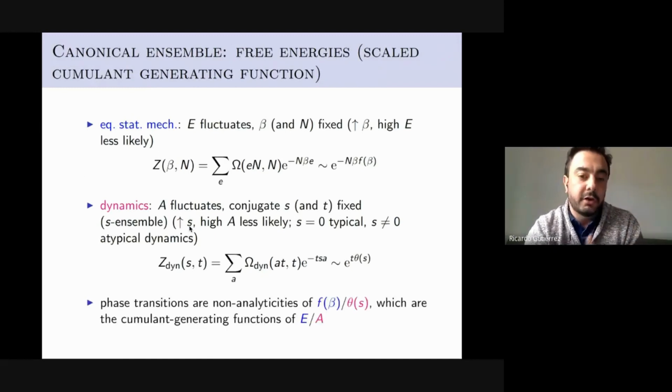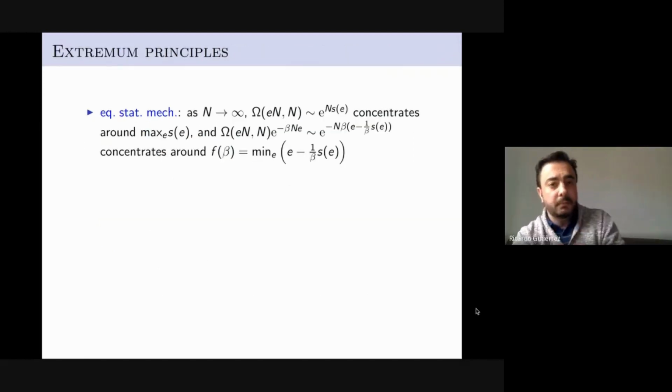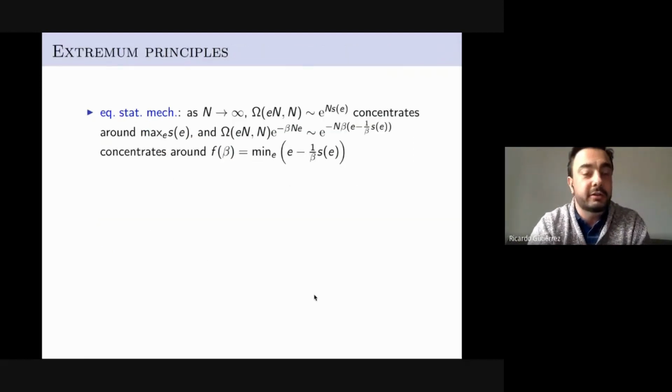And again, phase transitions are non-analyticities of, in this case, the free energy, and in the dynamical case, this function, which is called the scaled cumulant generating function. Both are cumulant generating functions, in one case of the energy, in the other case of the observable of interest. So in both cases, we have extremum principles.